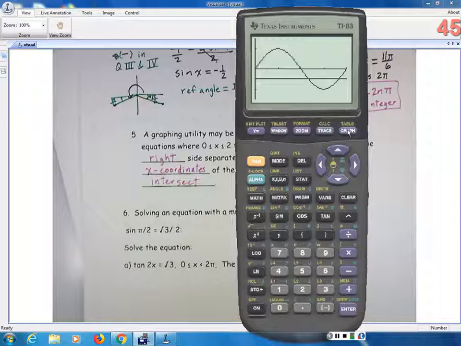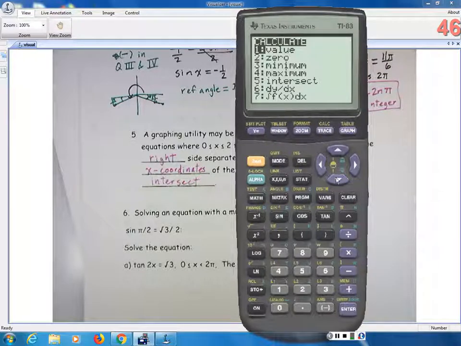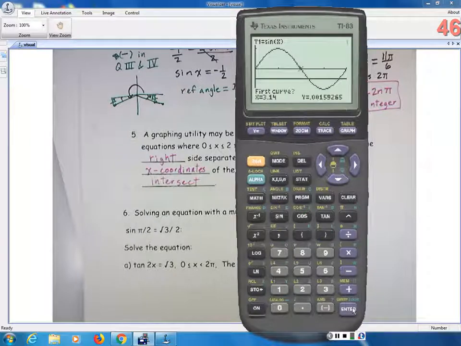Okay. So those are our solutions, and I've marked it off in approximately pi over 2. But I had to fix the window to see this nice graph and fix the mode. Okay? So now you can do second calc intersect. Then, here's the first curve. Yes, that's the first curve, so hit enter. Second curve, yes, enter. Guess.